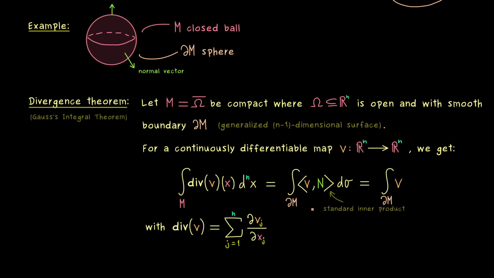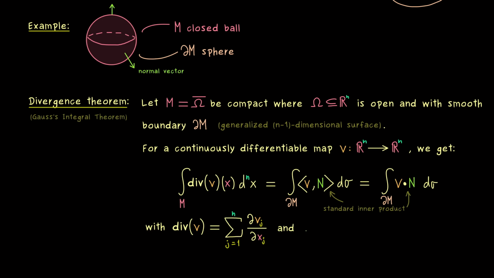And in fact, in important applications, this notation is not used, it's shortened to just a dot. Therefore, it's common to denote the divergence theorem in this short form as well. So please remember, this bullet just means that we have the standard inner product.